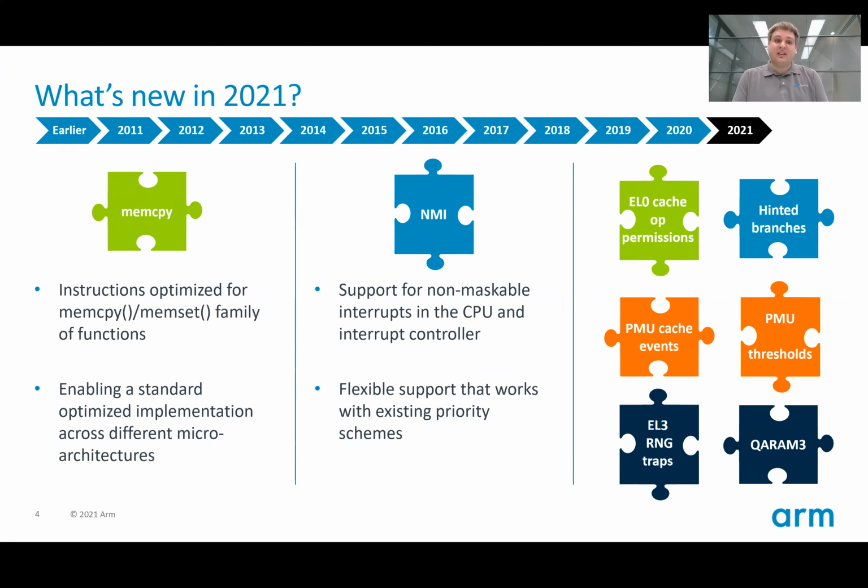We're adding new instructions around memcopy. Memcopy is widely used across lots of different kinds of software. So we're adding instructions to make memcopy more efficient on our platforms. NMI, non-maskable interrupts. Now, individual ARM CPUs, such as Cortex-R4, have supported NMIs in the past, but we've not had a standardized architectural feature. That's changing this year with an architectural NMI definition. And there's some other features which I'll talk about at the end, things like hinted conditional branches and new PMU events.